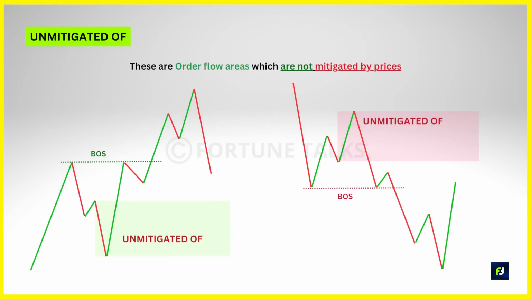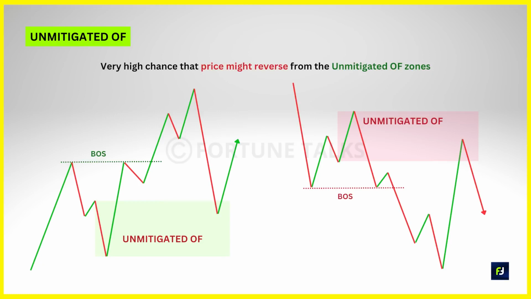The second type is unmitigated order flow. In this case, the price will not tap into the order flow, or the price will not mitigate the order flow. These are the order flows which are useful to us. This is because there is a high probability that the price might return back to mitigate this order flow. Now we can take a few examples to understand this better.